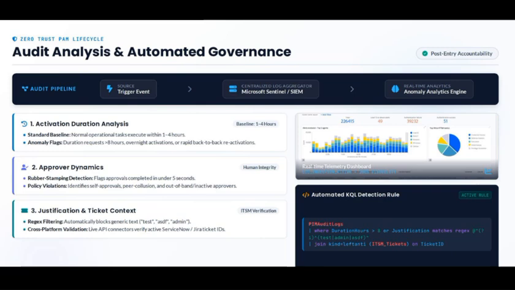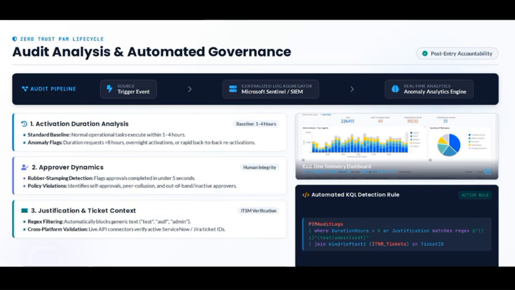Dimension 3 is justification and context verification. Approvals require a valid business reason. Automated SIEM rules use regex parsing to immediately flag lazy or synthetic justifications like test, admin, or work.